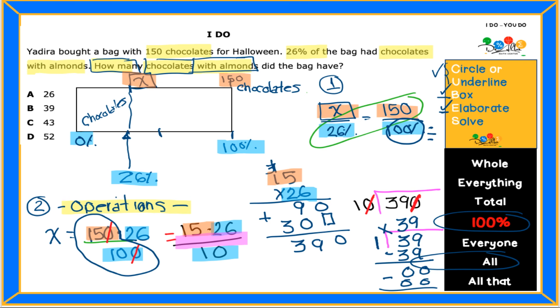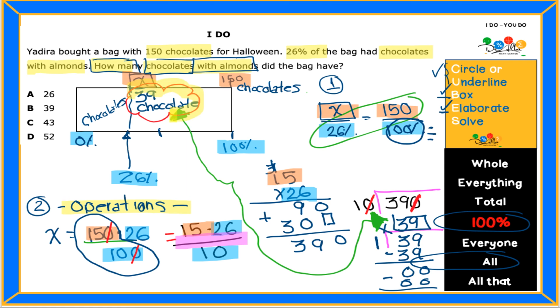26% of chocolates with almonds is going to be the same as 39. This could be 39 chocolates. And we got this number from here. This is awesome. We found our answer. And you guys did a great job. Awesome. Let's highlight our answer, which is letter B. And thank you so much.